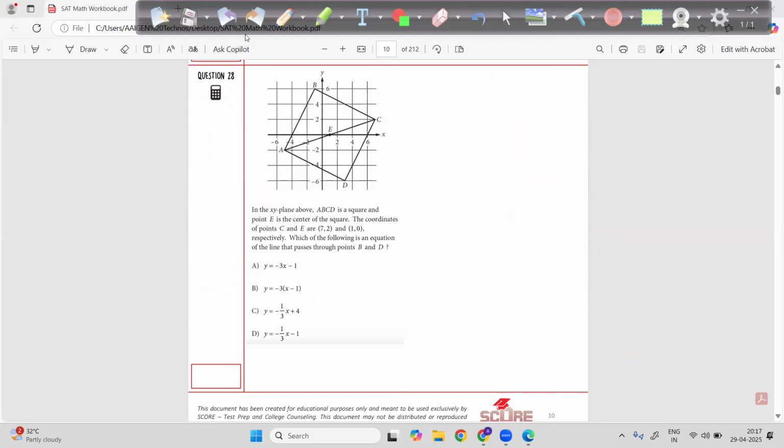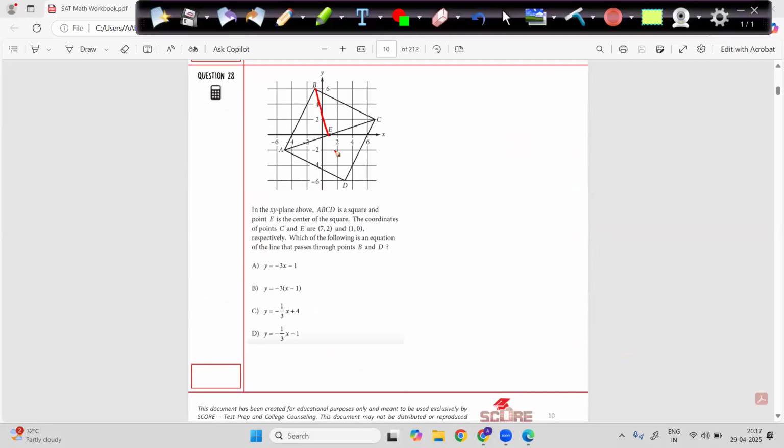Finally, they want the equation of the line that is passing through BD. This is what they're asking for. BD is perpendicular to AC. The concept that we can say is BD is perpendicular to AC. So to this extent, we know the information. Now they're asking you to tell me what is the equation of BD. Please solve and tell me what can be the equation of BD.